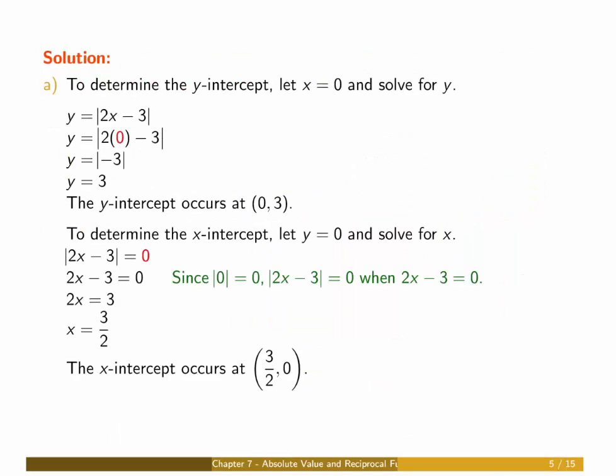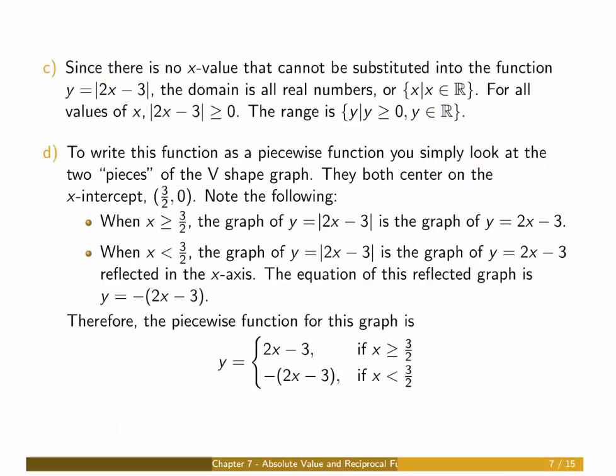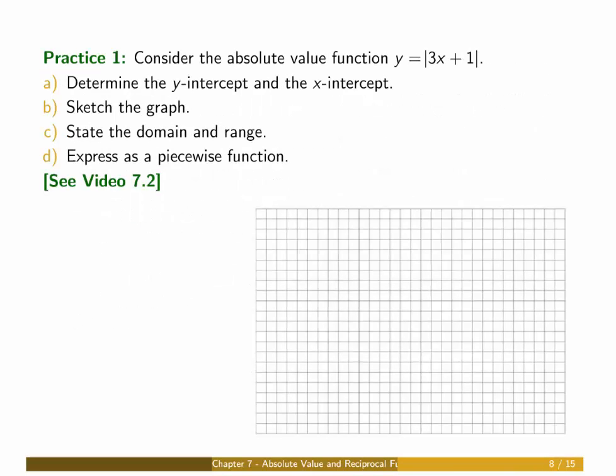Okay, so we're going to do the first example. I go through the solution to the example and I graph it for you. We'll do a practice problem. Here we go. Consider the absolute value function y equals absolute value of 3x plus 1. Determine the y-intercept and the x-intercept. So we'll do that up here, part A.